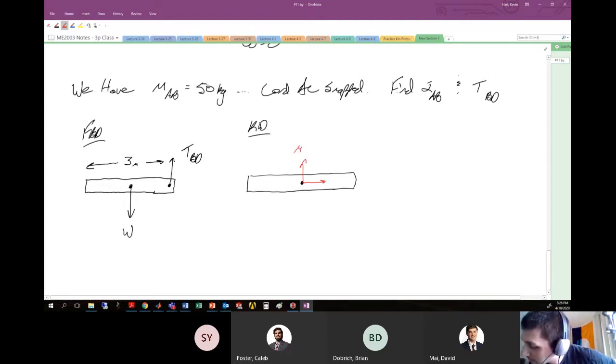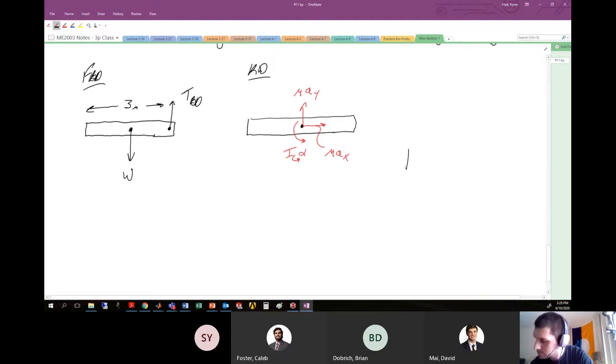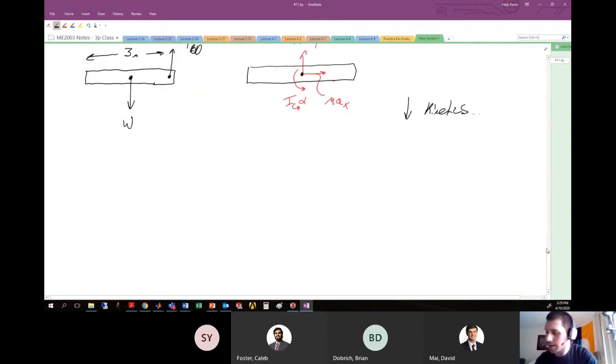Here this is the mass times acceleration y. Here this is mass times acceleration in x. And I also have my angular acceleration, so my angular component, Ig alpha. All right, away I go with my kinetics. Let's see how far we get.